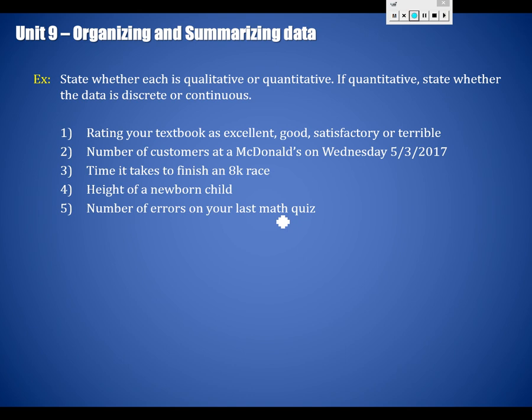Number of errors on your last math quiz. What do you think? Qualitative? Quantitative? Discrete? Continuous? You want to be the lone fighter for continuous? No, but if you're wrong, you're wrong. If you're not wrong, you're not. What if I have multiple errors? You're a true math student. I like it. In English class, maybe continuous. In math class, discrete. Number of errors. What if I have a 30th of an error in my math course? What do I do?